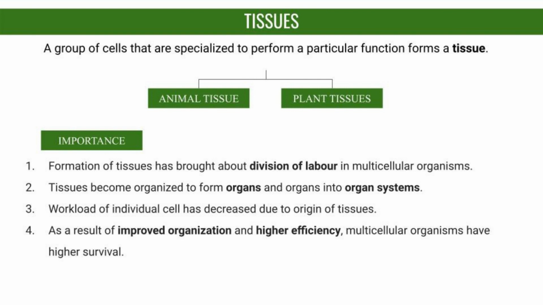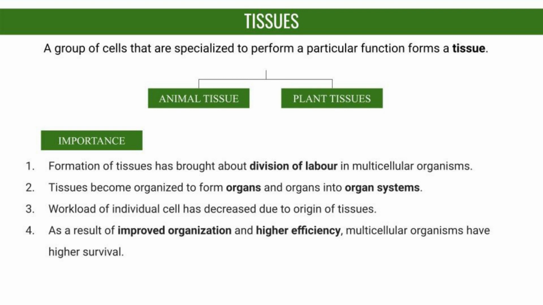To start, let's understand what tissues are. A group of cells that are specialized to perform a particular function forms a tissue. Tissues are broadly classified into two categories based on the source: plant tissues and animal tissues. In this part, we will be exploring plant tissues. Before we move to it, let's discuss the importance of tissues.